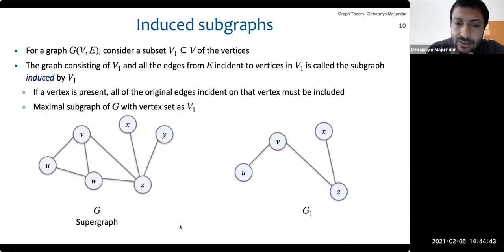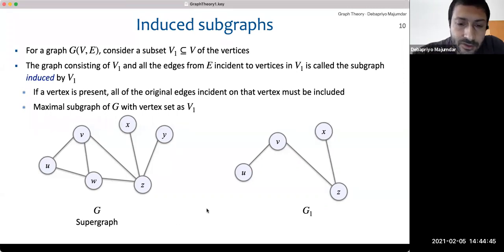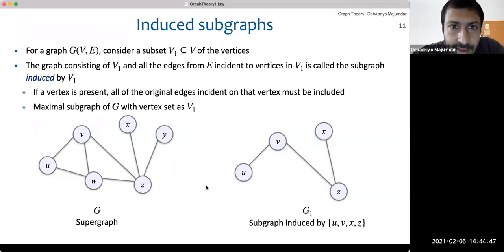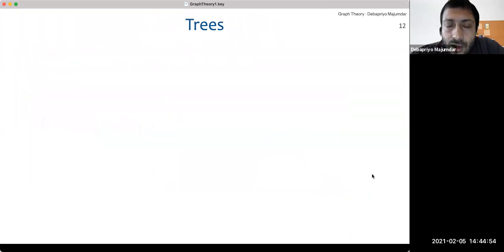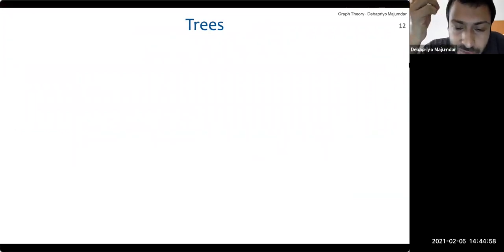So let's move on. That's the induced subgraph, a subgraph induced by U, V, X, and Z. I think I will only cover a little bit of trees today, and then that's it for today. We'll stop. And from next class onwards, we'll actually take nearly 2 hours.